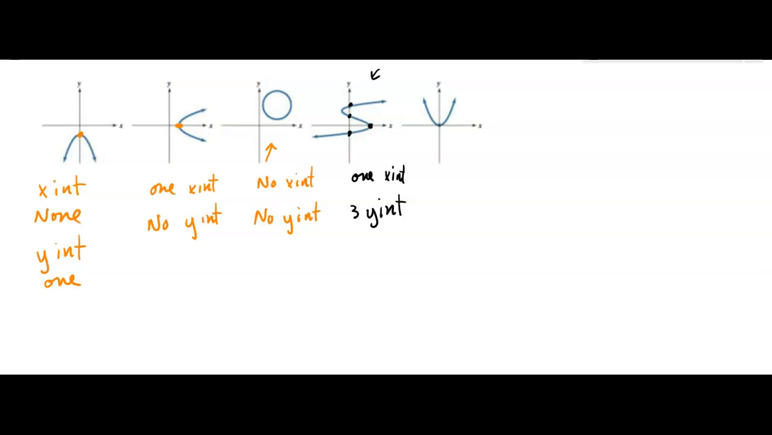Okay. And then what do we have here? Well, we have it going through the origin. So there's one x-intercept and one y-intercept. And they happen to both be 0, 0. Because we can see it's going through the origin there. Okay, so that's just a little bit more about intercepts.